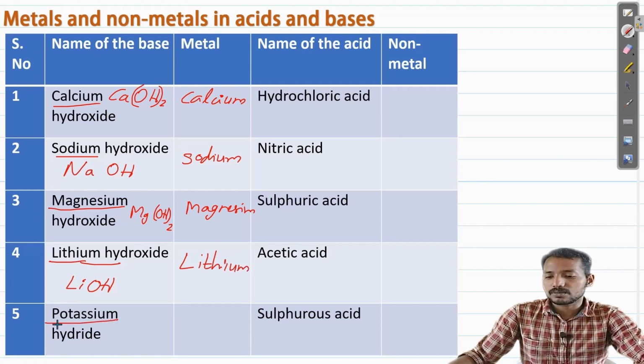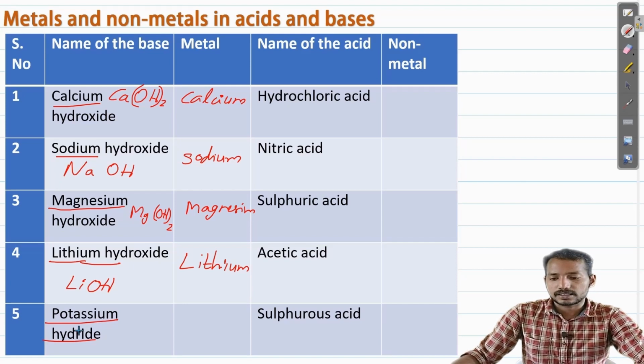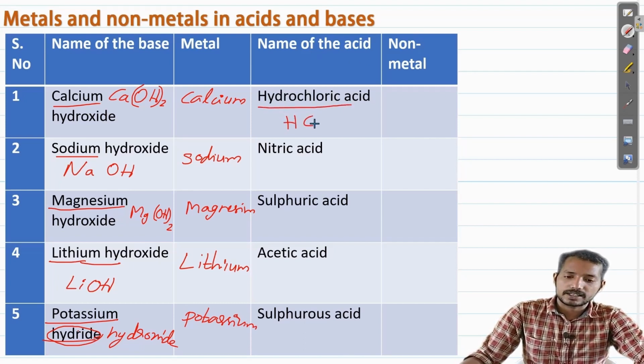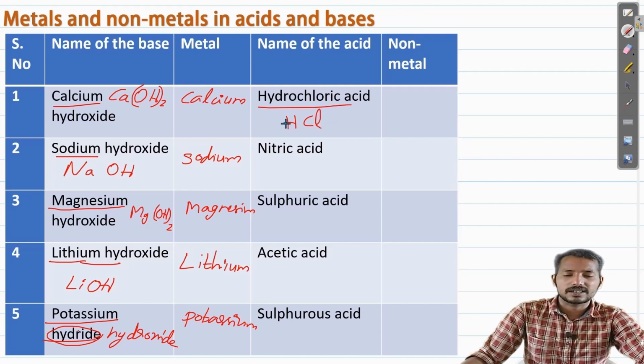And in case of potassium hydroxide, it's not a hydride, it's hydroxide, okay? So here potassium is the metal. And in case of hydrochloric acid, the chemical formula is HCl, hydrogen and chlorine. So hydrogen is common, so chlorine is the non-metal here.